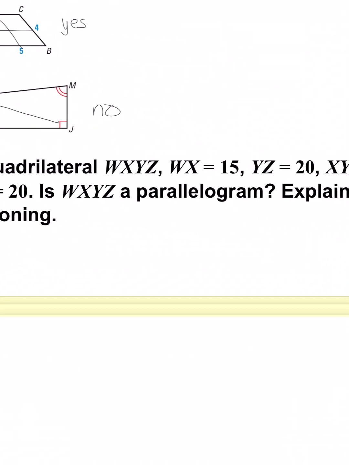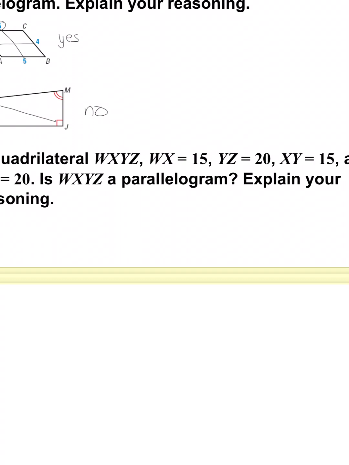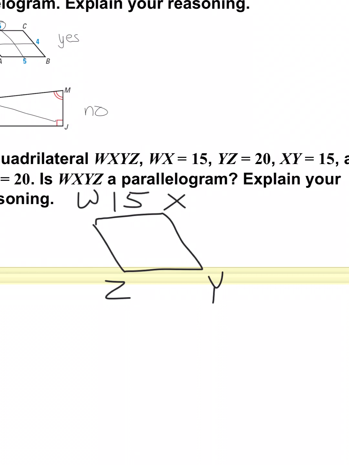On 3, it tells us WXYZ is a quadrilateral and it gives us different lengths. So I'm going to draw what looks like a parallelogram. Then I'm going to label the corners W, X, Y, and Z. Now I'm going to fill in what it tells us. WX is what? 15. YZ is 20. XY 15. ZW 20. Now it gave us the sides.